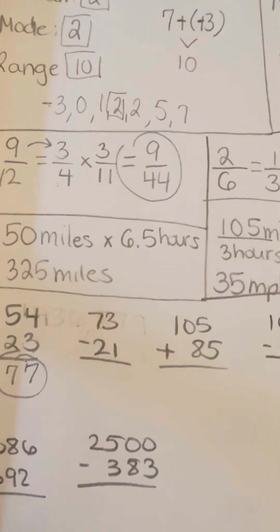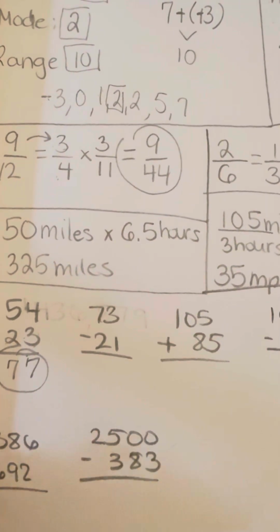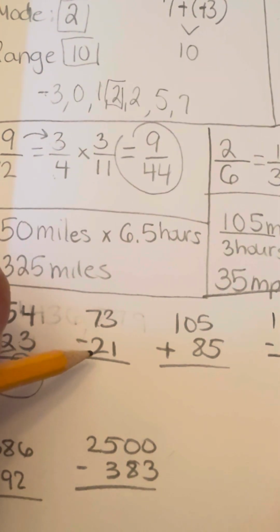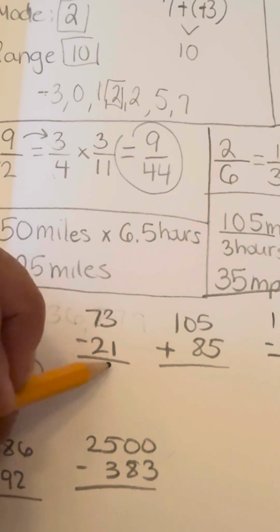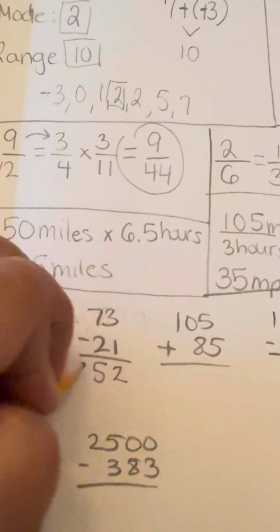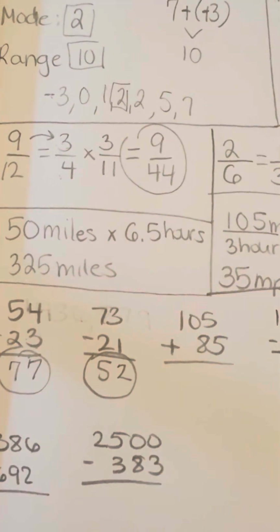Now we're going to take a look at our next one, 73 minus 21. So we are going to go ahead and just do 3 minus 1. Again, you're always starting at the end of the number, or the very right. So 3 minus 1 is 2. And then we do 7 minus 2, which is 5. So your answer is 52.